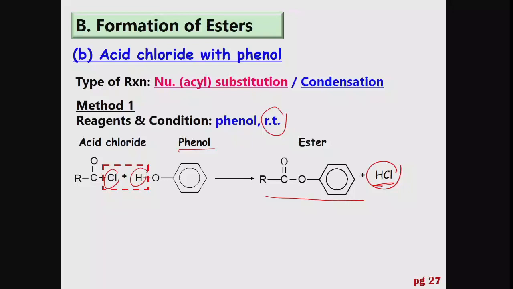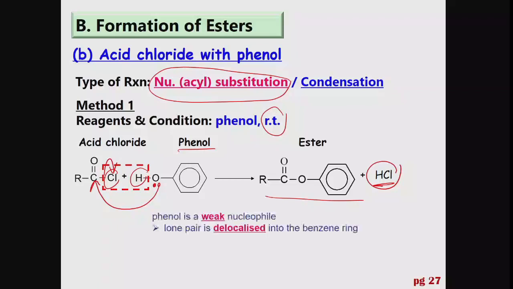Now, what you need to take note of, similarly, is that this is also a nucleophilic acyl substitution reaction, where phenol uses its lone pair of electrons to donate to this carbon and substitute out the Cl. But what you need to take note of here is that phenol is a weak nucleophile to perform this reaction. Why is it a weak nucleophile? Because the lone pair of electrons on your phenol is mostly delocalized into the pi electron cloud of the benzene ring. And when it's delocalized in the pi electron cloud of the benzene ring, it is less available for donation.